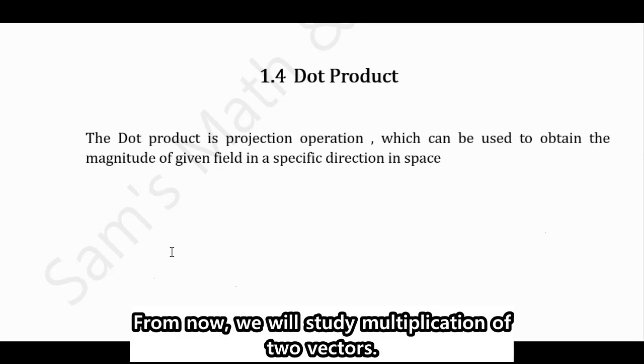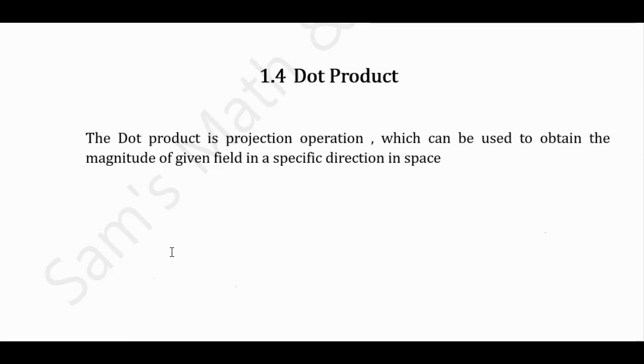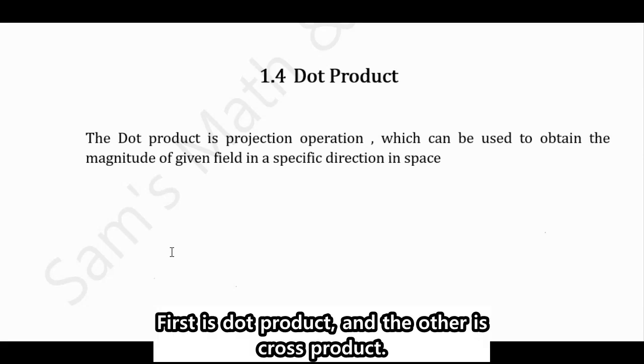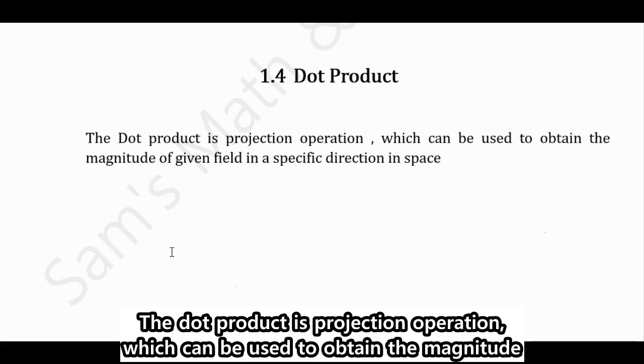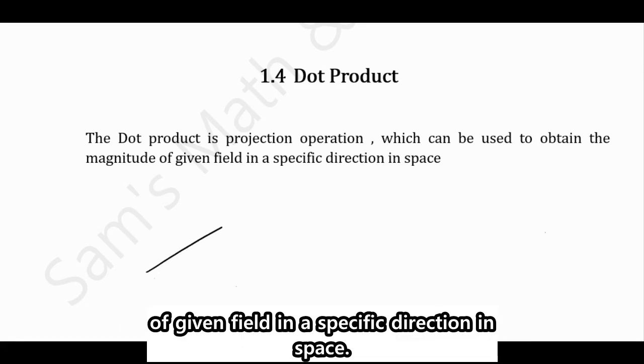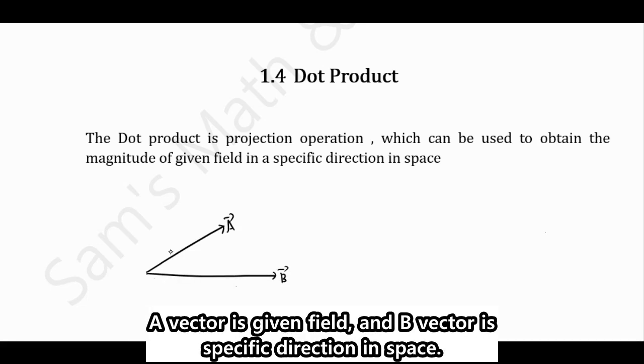From now, we will study multiplication of two vectors. First is dot product, and the other is cross product. The dot product is a projection operation, which can be used to obtain the magnitude of a given field in a specific direction in space. A vector is the given field and B vector is the specific direction in space.